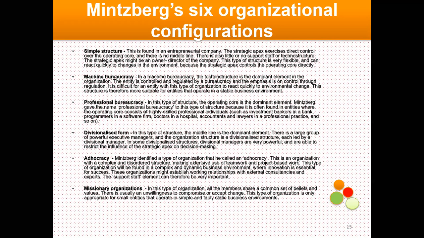This type of structure is very flexible and can react quickly to changes in the environment, because the strategic apex controls the operating core directly. So that's very important. And that's a simple structure.